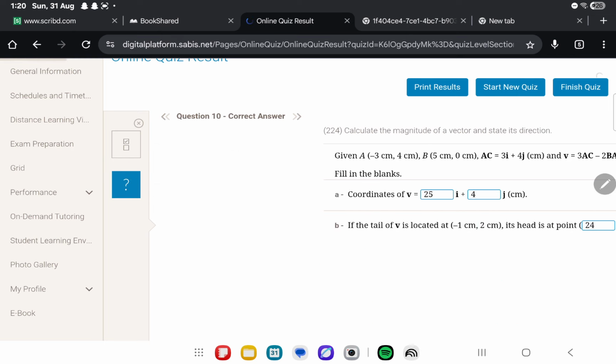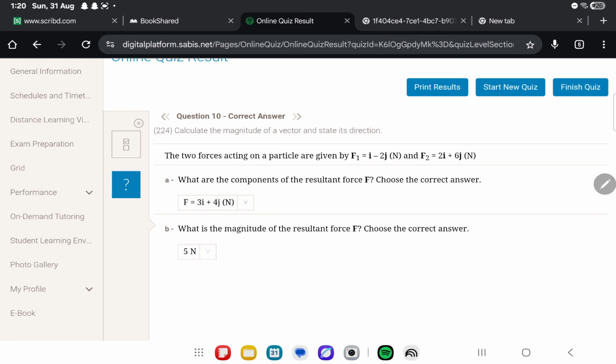Question 10. Although we only have 6 more questions. Two forces acting on a particle are given by F1 equals i minus 2j newtons, and F2 equals 2i plus 6j newtons. What are the components of the resultant force F? So here, remember when we combined i with i and j with j in another question, we're going to do the exact same thing here. So i with i, 3i. Okay, j with j, negative 2 plus 6 is going to be plus 4j newtons.